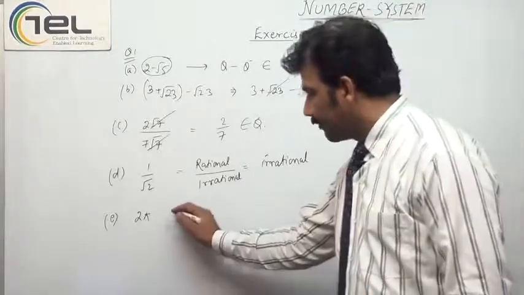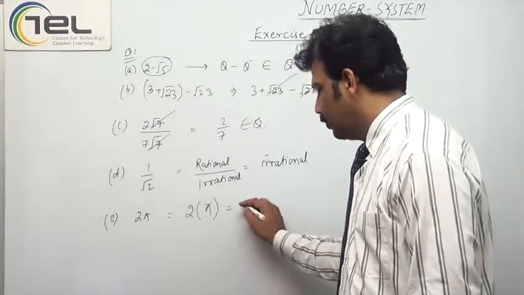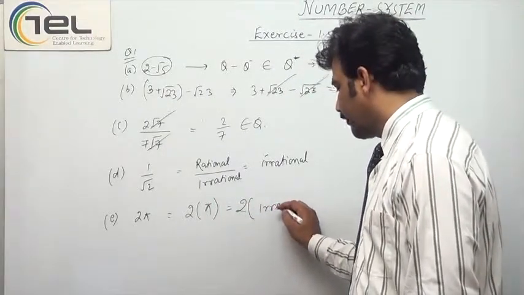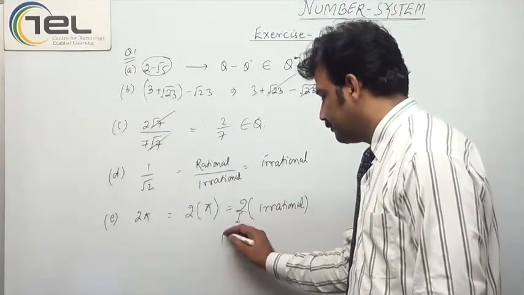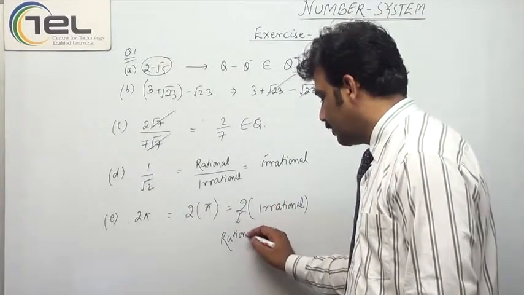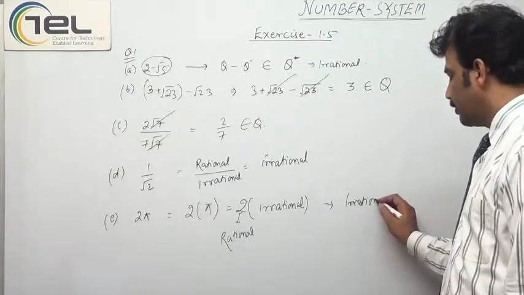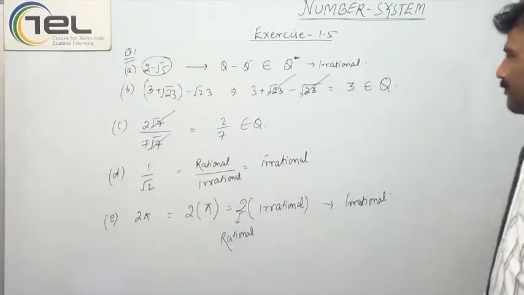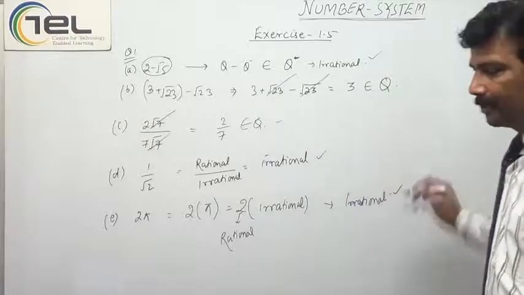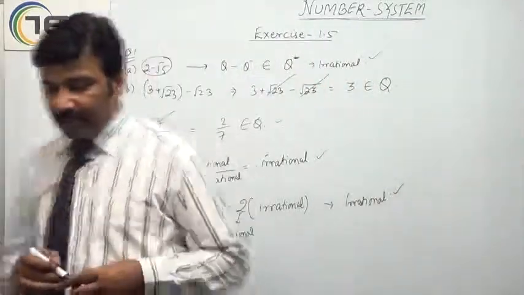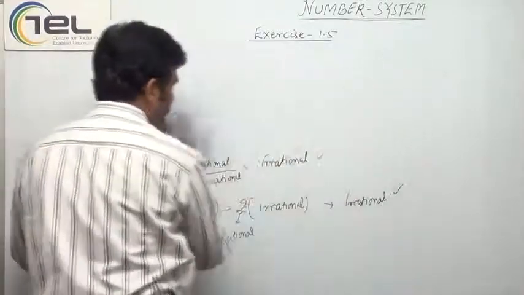The next one, 2 times pi, it is 2 times irrational and it is a rational. So this becomes irrational. So out of them we have 3 irrationals and 2 are rationals. Clear? So I'm sure it is clear. Next question is simplify.